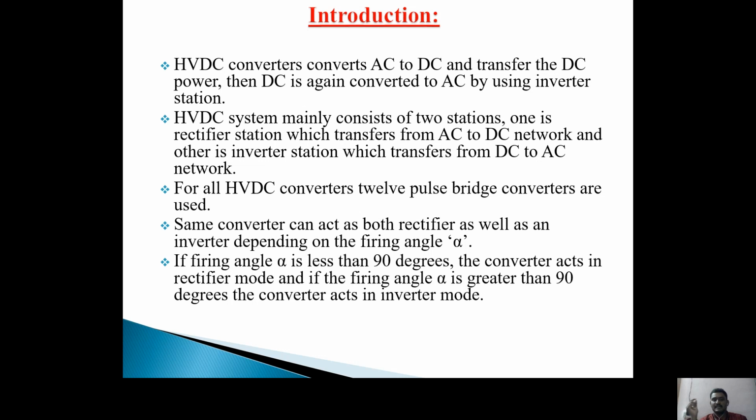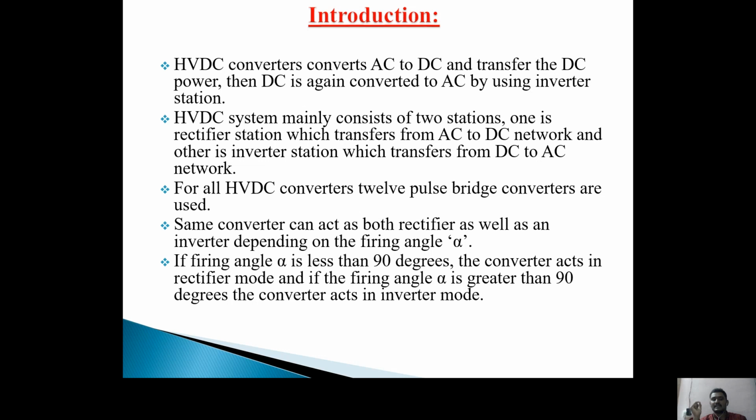HVDC system mainly consists of two stations. One is the rectifier station, which transfers from AC to DC network, and the other is the inverter station, which transfers from DC to AC network. For all HVDC converters, 12 pulse bridge converters are used.